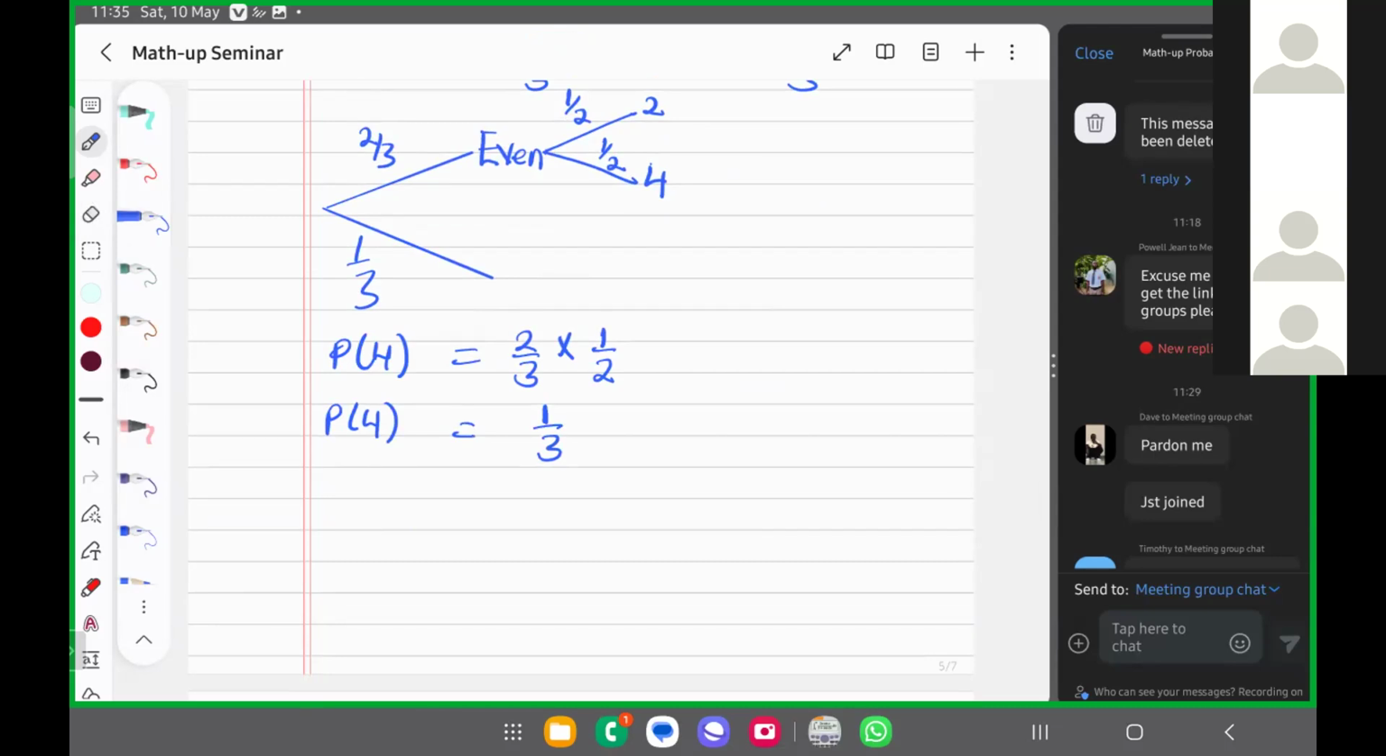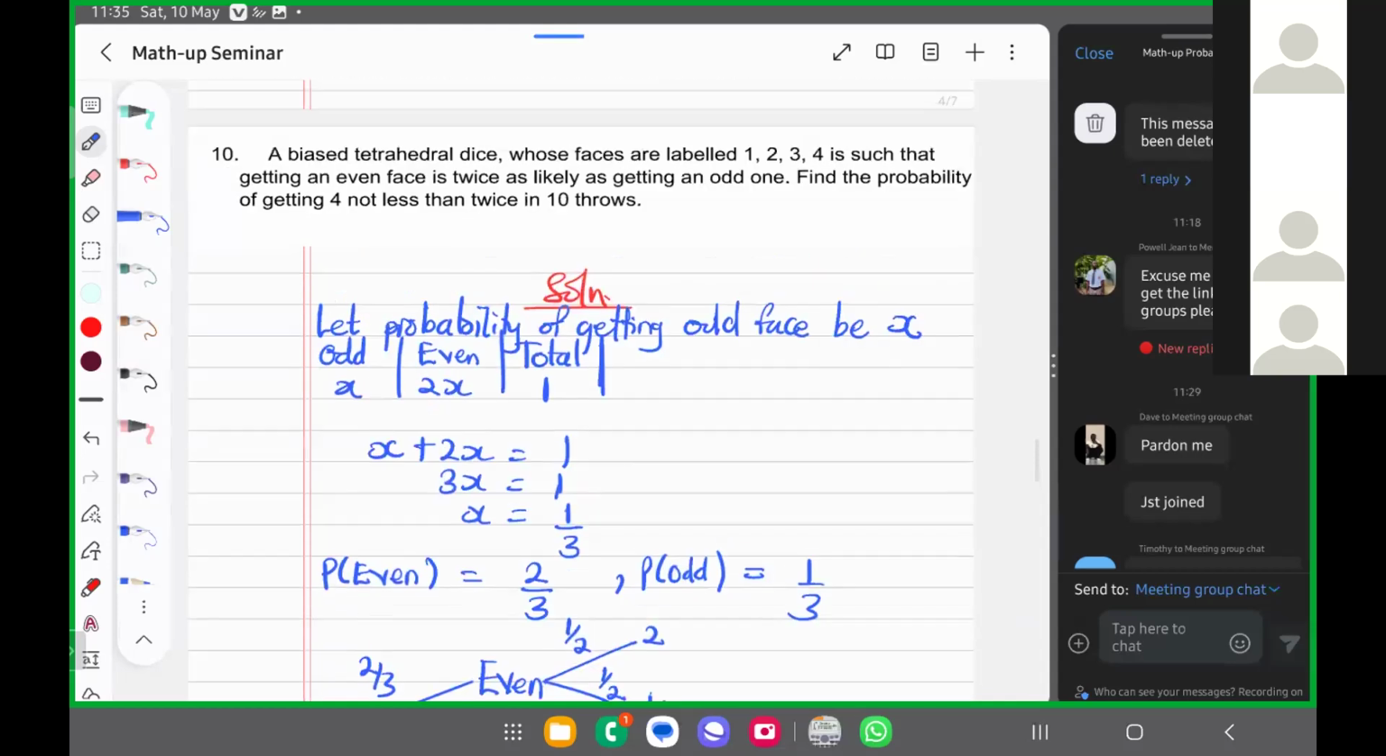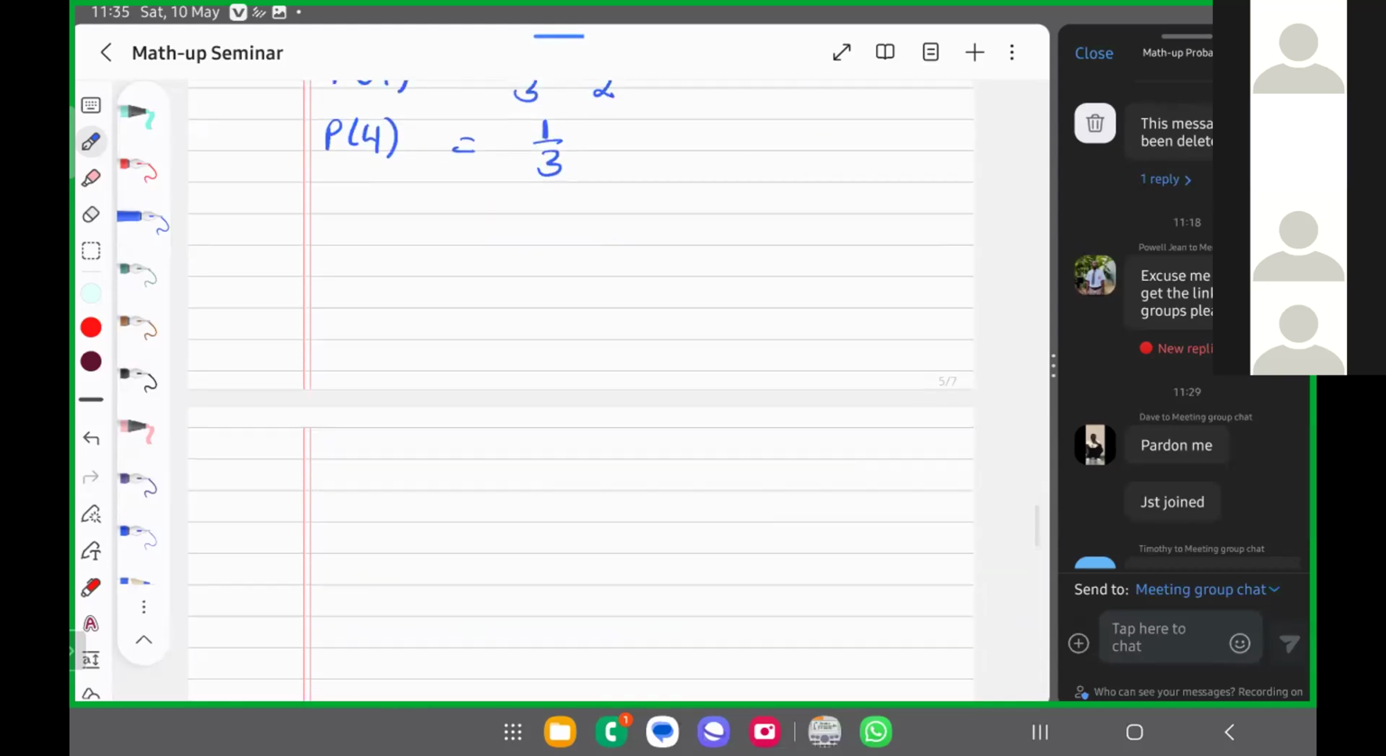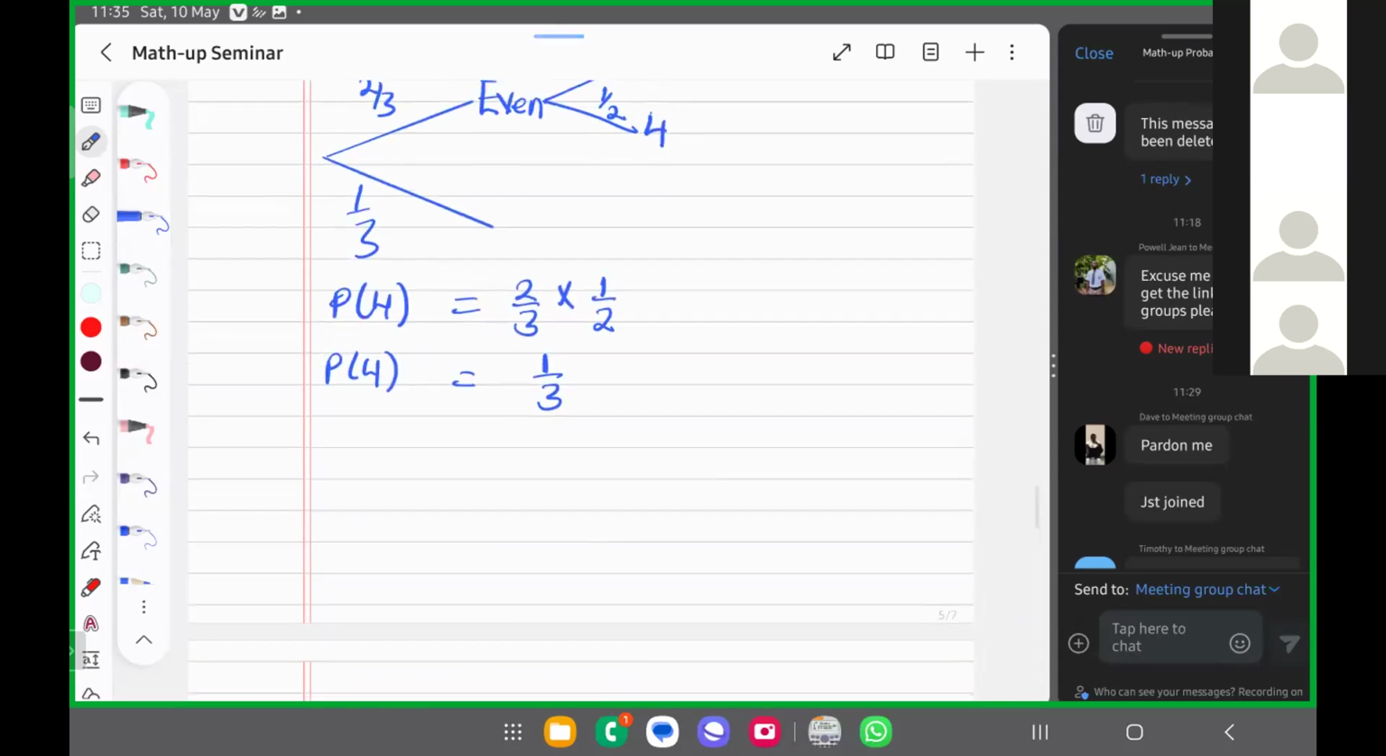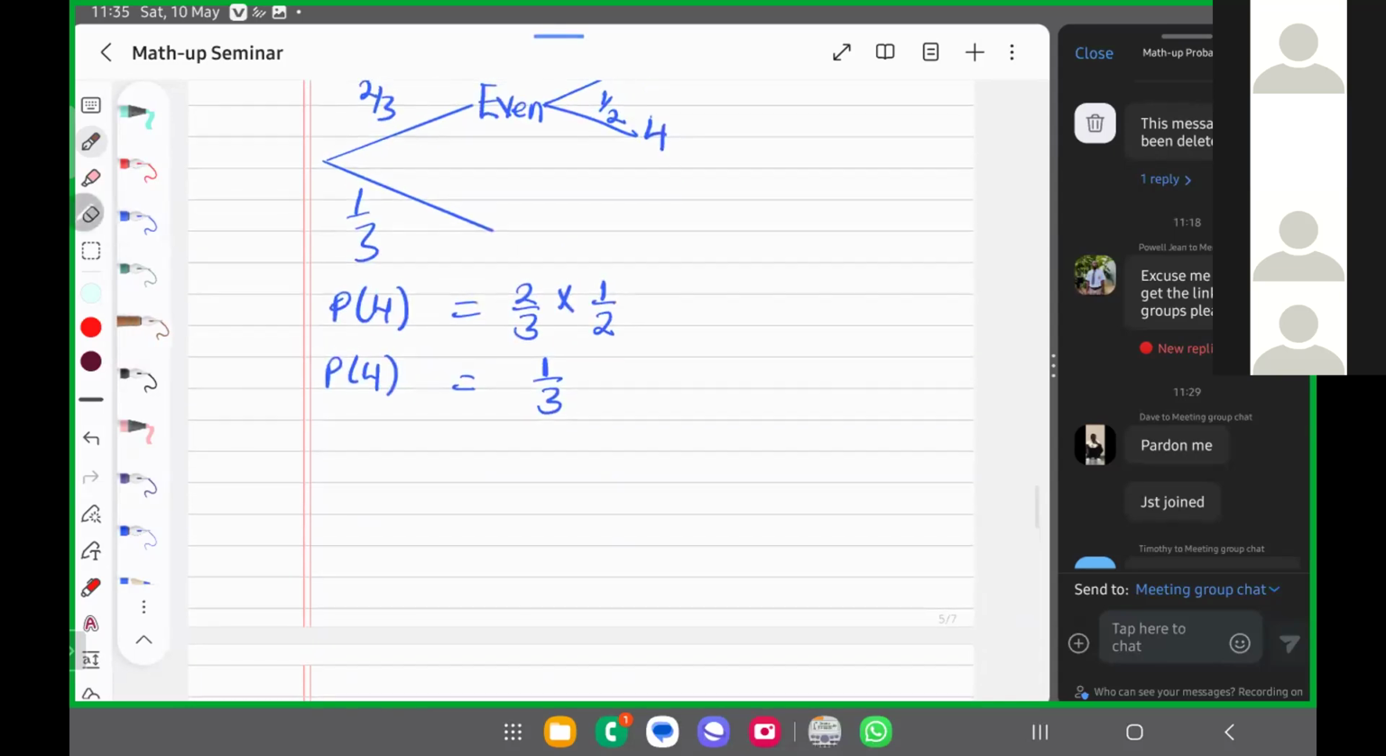So that's my probability of getting a 4. And in this case, it will be my success. Or alternatively, we could have gotten that probability of having a 4 by drawing a table.